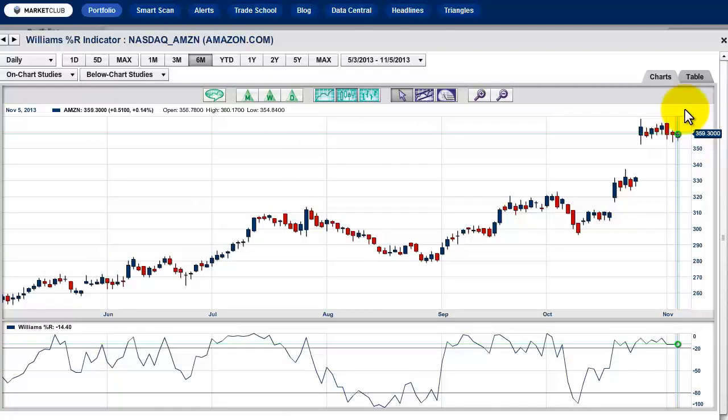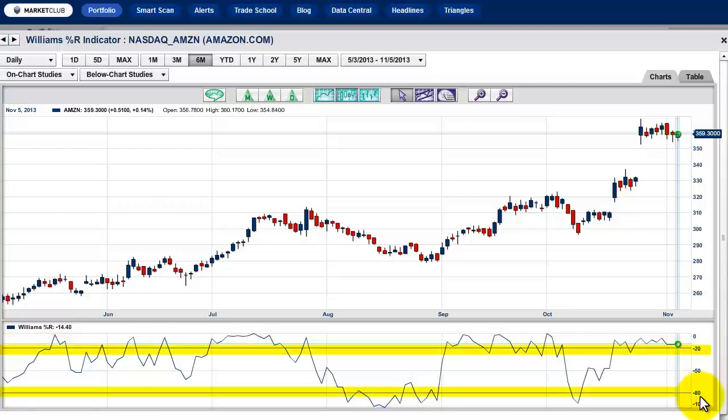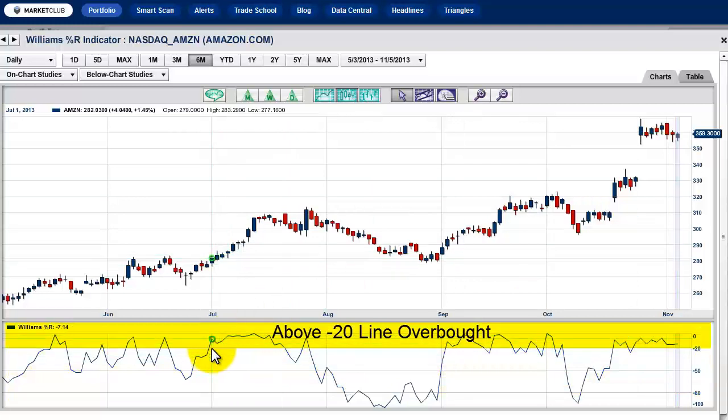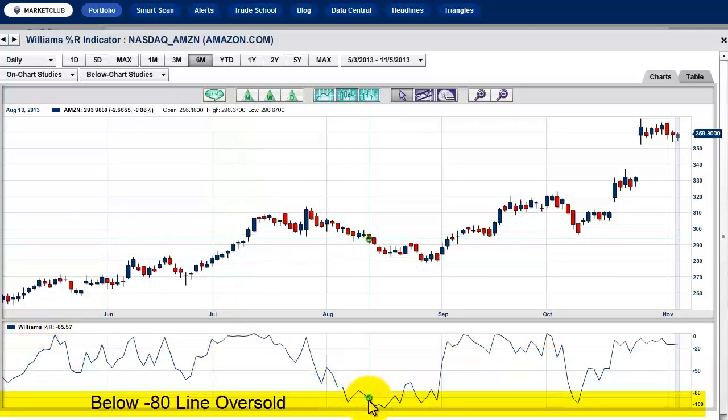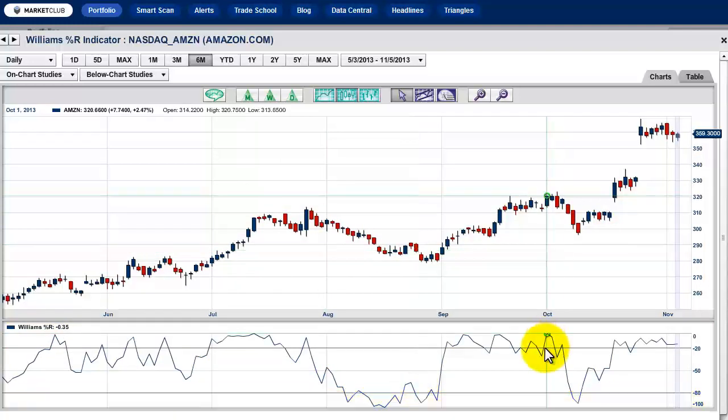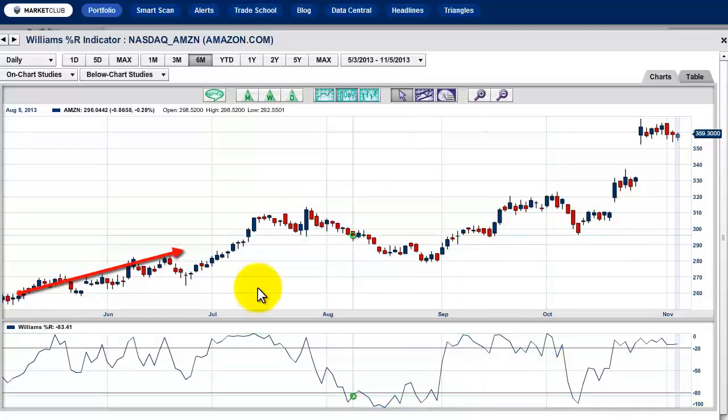Now, as you can see, the oscillator below goes from 0 right here down to minus 100, and we have some lines in there: the minus 20, the minus 80, and the minus 50, which is the midpoint. These are all important lines, and we'll be talking about those in just a moment. Typically, when the market is above the minus 20 line, it's overbought, and conversely, when it's below the minus 80 line, it's oversold.